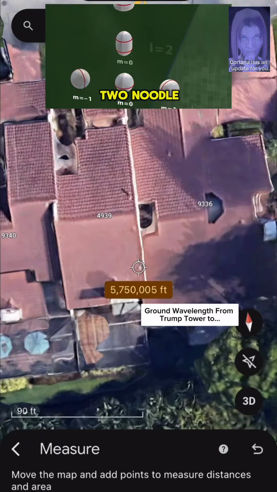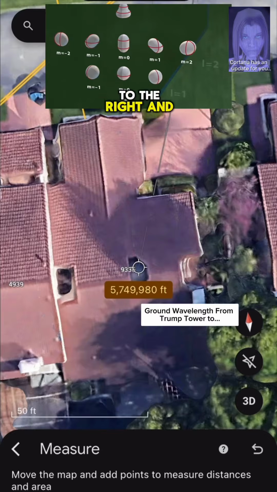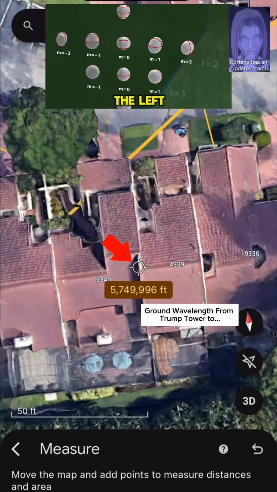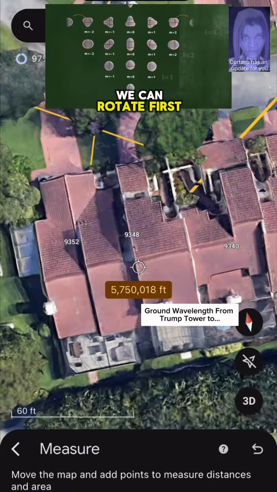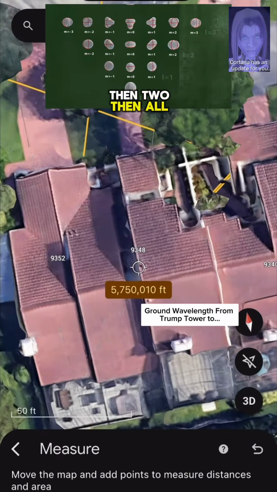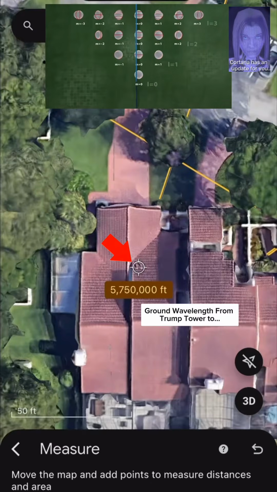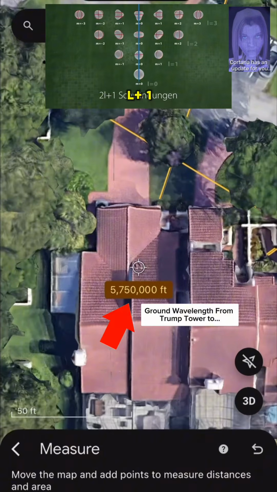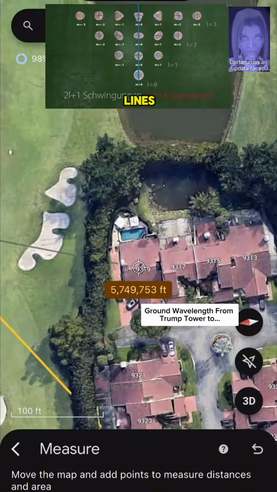In the case of two nodal lines, there is an option to rotate not just one, but both nodal lines to the right and reflect their image to the left. In the case of three nodal lines, we can rotate first one line, then two, then all three nodal lines to the right, and reflect their image to the left. There are thus 2L plus 1 potential modes of vibration on the spherical surface with L nodal lines.